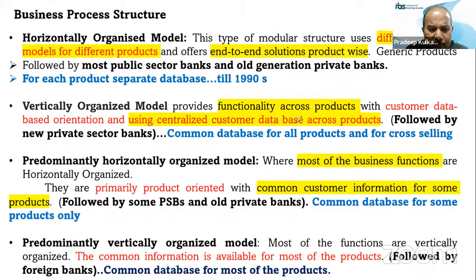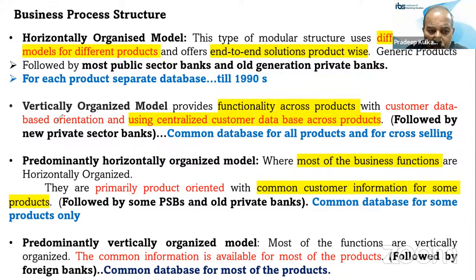And when they follow this vertical model, what happens? Their functionality is across the products. The entire data available with regard to customer management, that entire centralized customer database across all the products, gets used. Here, deposit product related data is held and managed only by the deposit department. Whereas in a vertically organized model, data available at the deposit front gets shared with everybody, so the loan department also makes use of that data, and the marketing department tries to contact the customer, and then the lead is generated. Everything is done when the vertically organized model works.